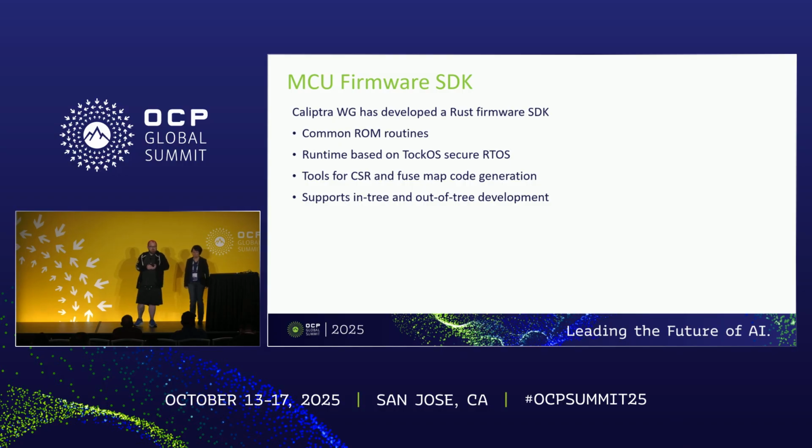So the working group has developed our Rust firmware SDK. It's all written in Rust, just like the rest of Caliptra. We think Rust is the future for building firmware in general. I'm happy to go into that at great length, but I'll skip over that right now. Feel free to talk to me about Rust. I'm generally a fan. There's a bunch of common ROM routines that you can use to build with it that help you do things like manage the fuse controller, lifecycle controller, get the secure boot, the recovery boot going, things like that. And then as well as a runtime based on Tock OS, which we've discussed a little bit today.